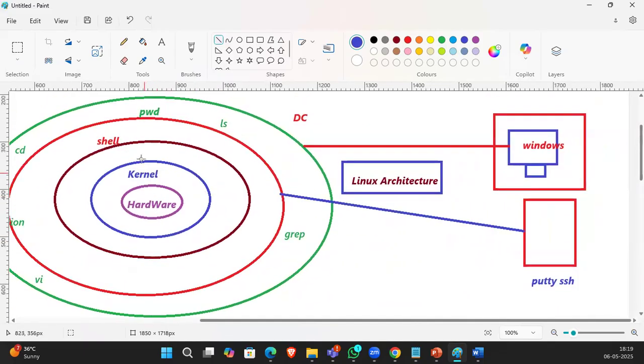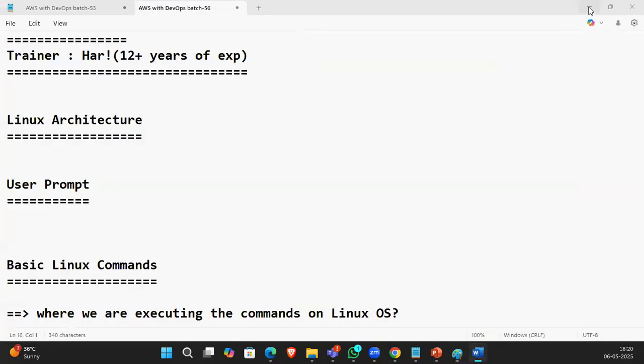So what are the hardware, kernel, and shell? In the shell, we are executing the commands. If you want to connect to this server from Bangalore to Hyderabad, how are you connecting? You are interacting with the shell only, and you are executing the commands. Right? Now you understood? Very good.